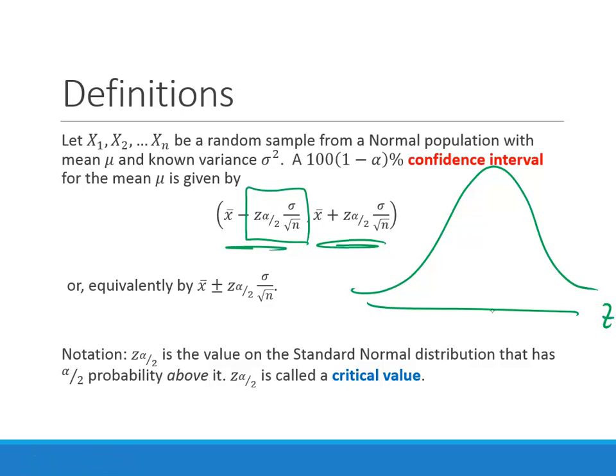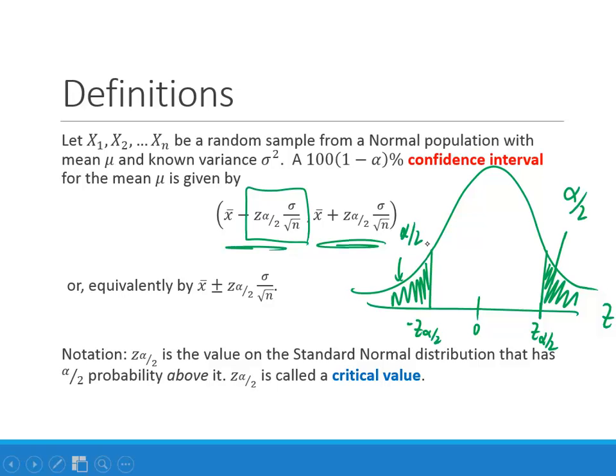This is my z centered at 0. This value here is z sub alpha divided by 2. It's going to have area alpha divided by 2 above it. And so similarly, I'll have negative z sub alpha over 2, and I'll have alpha over 2 below it.